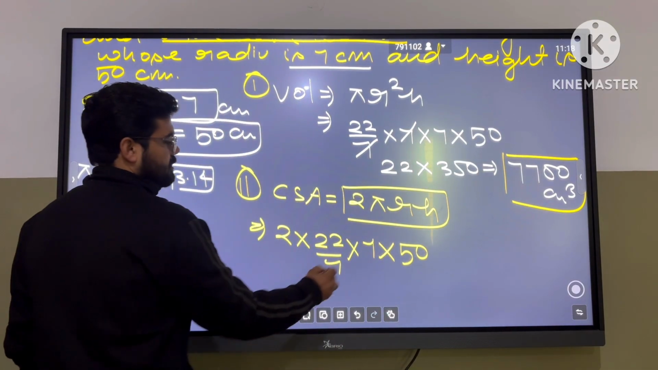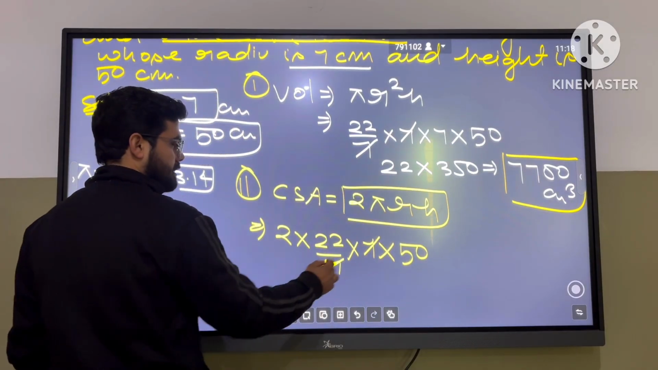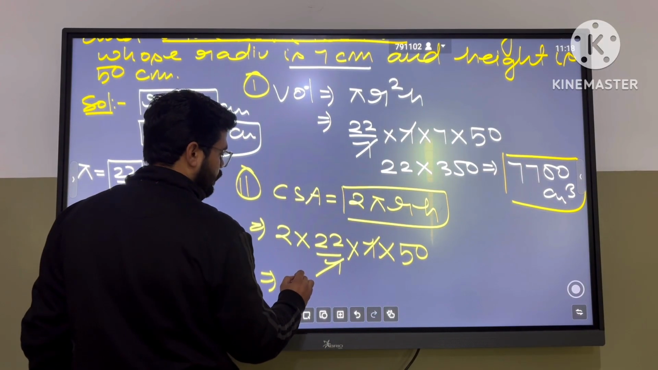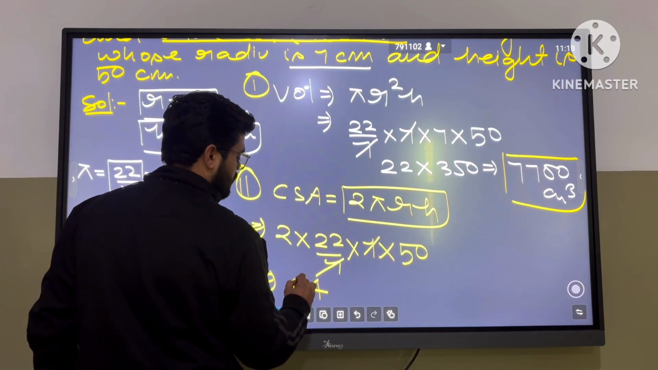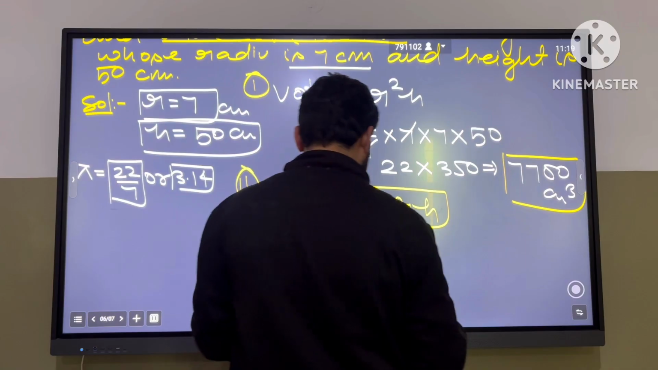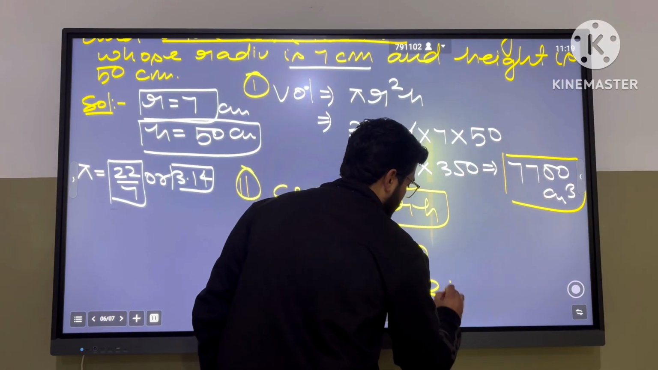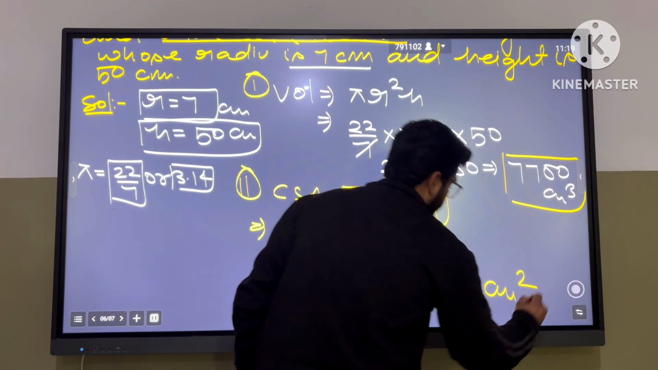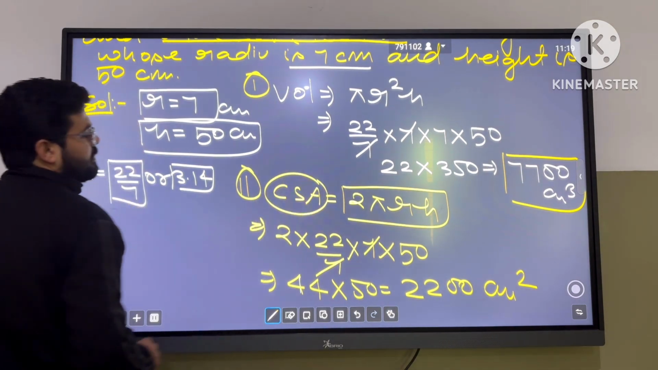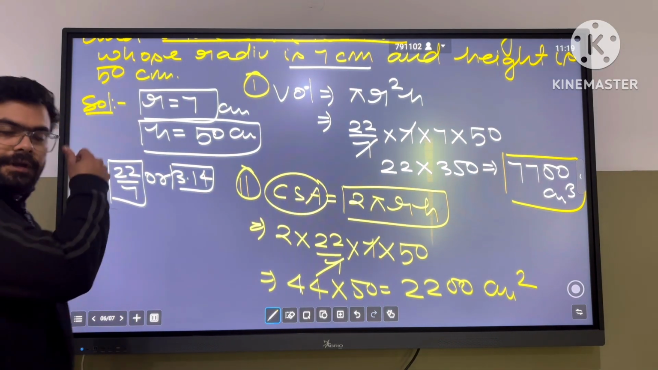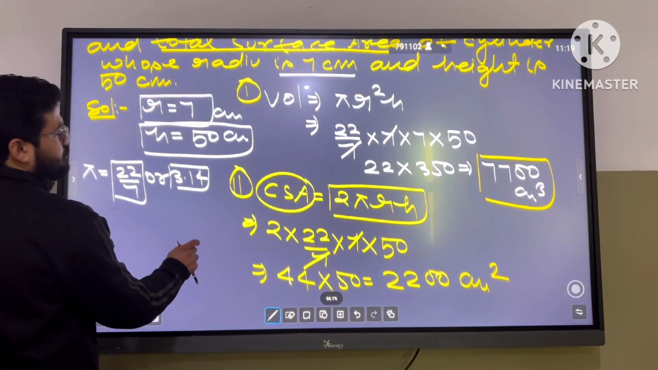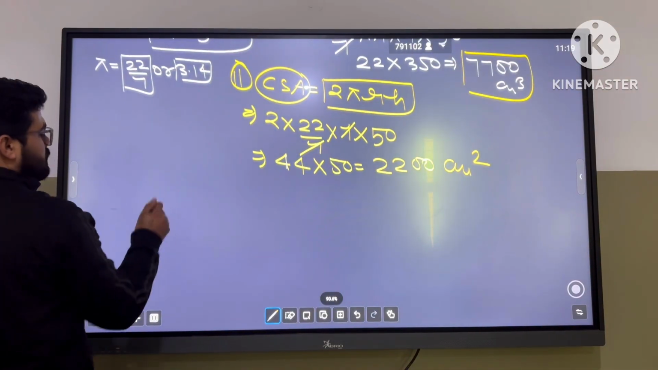So dear students, 7 multiply 7, 7 cross, it will be 22 into 2, 44 multiply 50. So final answer is 2200 centimeter square. So dear students, curved surface area of this cylinder is 2200 centimeter square.